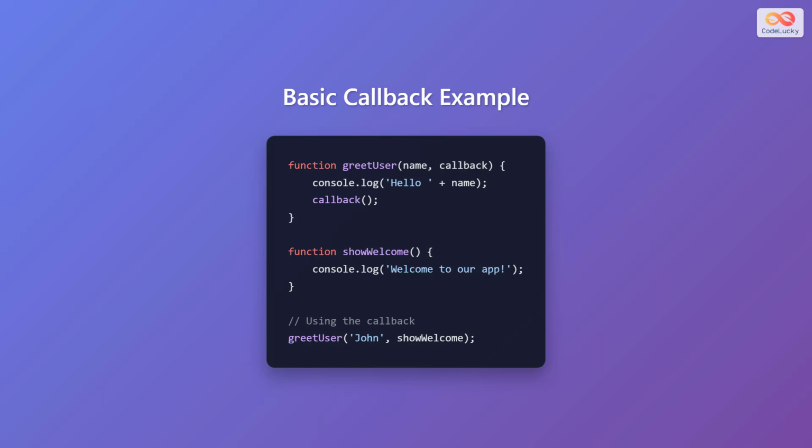Next, we define another function called showWelcome, which simply logs a welcome message to the console. Finally, we use the greetUser function with the name John and pass the showWelcome function as the callback. When greetUser is executed, it will first print "Hello John" and then execute the showWelcome function, which prints "Welcome to our app."